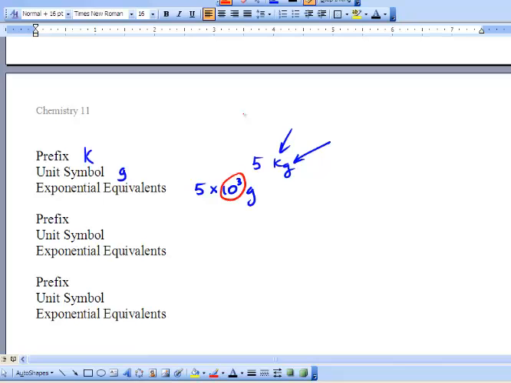10 to the exponent of 3 represents what kilo means, and kilo means 1,000. So what we have there is 5 times 10 to the exponent of 3 grams.